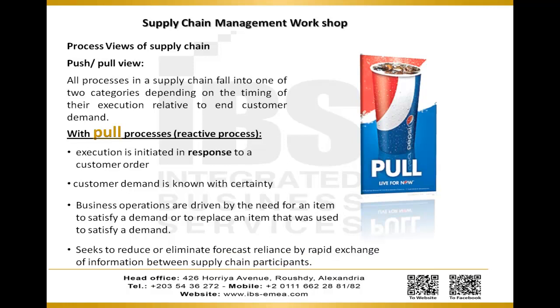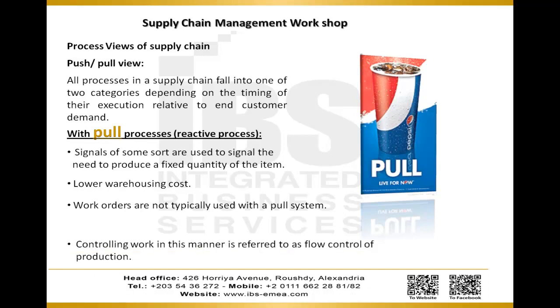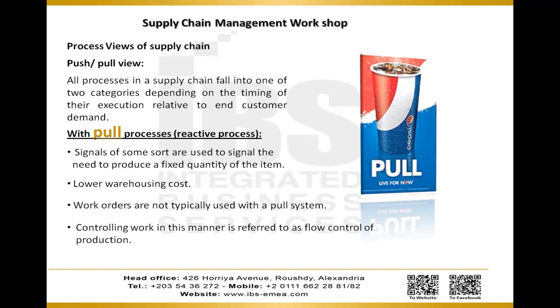It seeks to reduce or eliminate forecast reliance by rapid exchange of information between supply chain participants. Signals of some sort are used to signal the need to produce a fixed quantity of the item. Lower warehousing cost. Work orders are not typically used with a pull system. Controlling work in this manner is referred to as flow control of production.